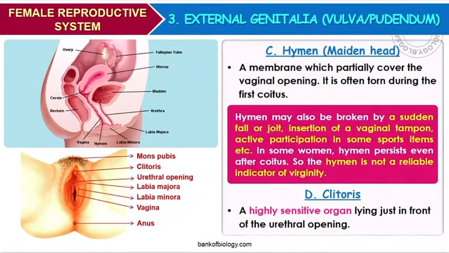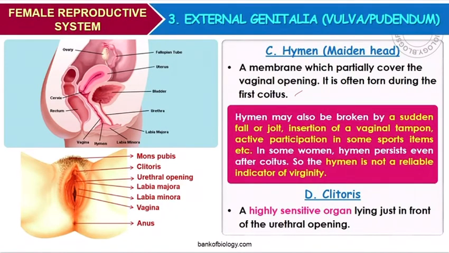And the hymen is the maidenhead, a membrane which partially covers the vaginal opening. It is often torn during the first coitus. This is a small thin layer. During the first coitus it gets torn, but not necessarily. Nowadays, the latest scientific evidence says that if a girl cycles fast, or is a sports personality actively participating in games, all this can cause this hymen layer to be torn.